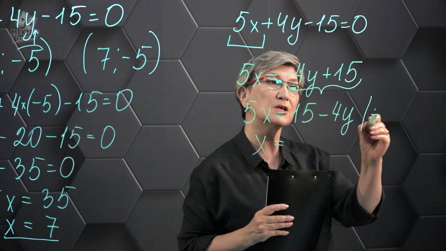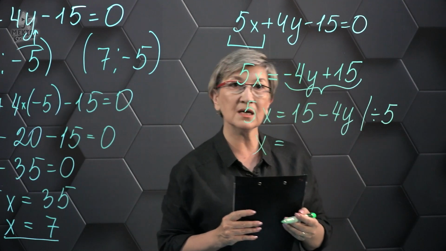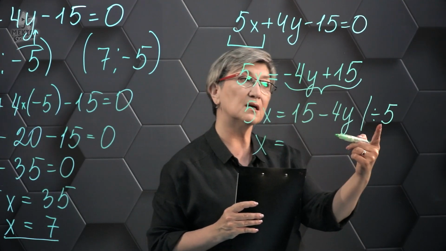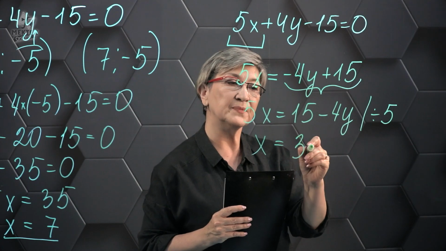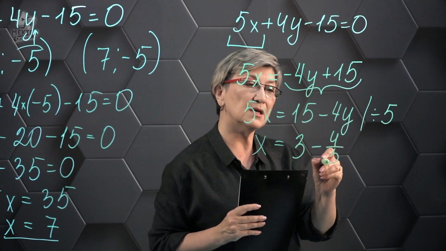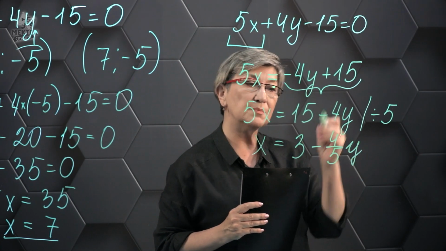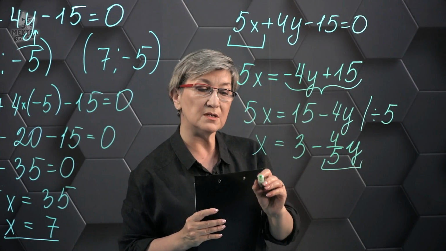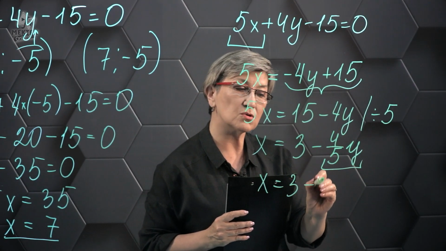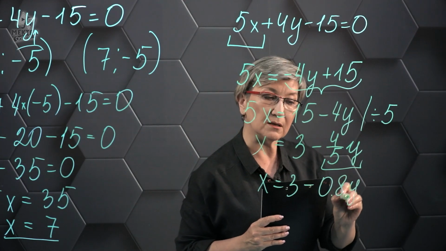In this case, we must divide both parts of the equation by 5. 5x divided by 5 is x. 15 divided by 5 is 3. And we divide 4 by 5 and write y. This summand can be written in another form: x equals 3 minus 0.8 of y.